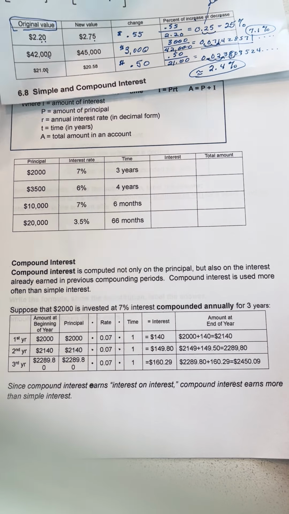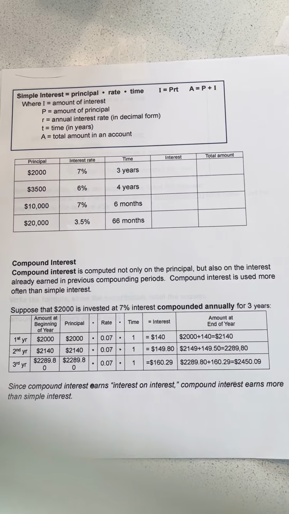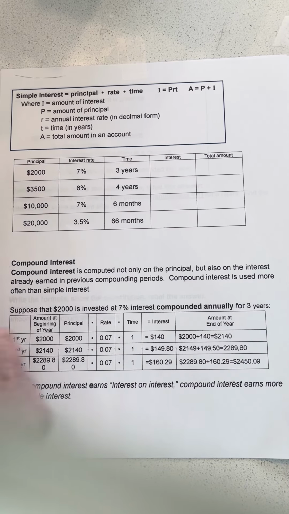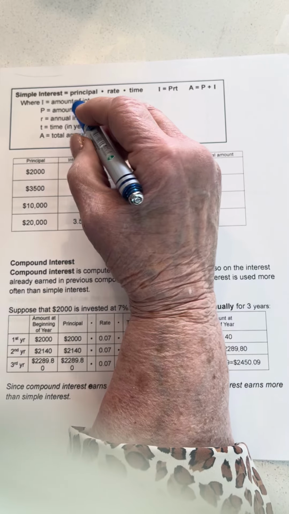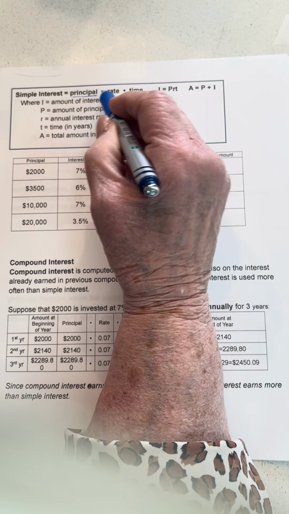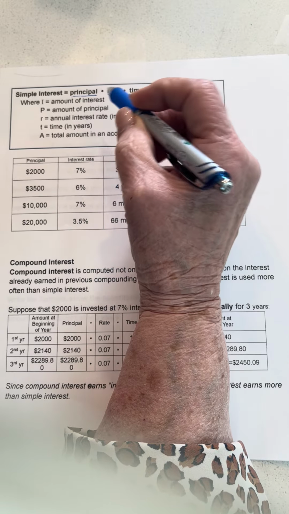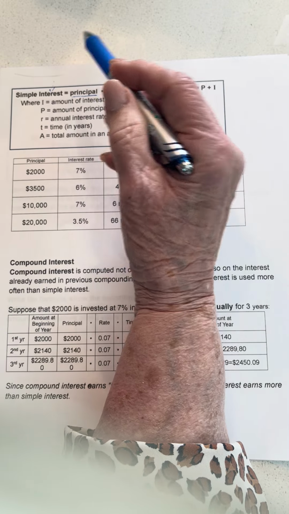So we're going to talk about two different kinds of interest. The first one is simple interest because it's very simple to figure. And again, you'll be able to use your calculator for this. It's just the principal times the rate times the time. I is the amount of the interest.